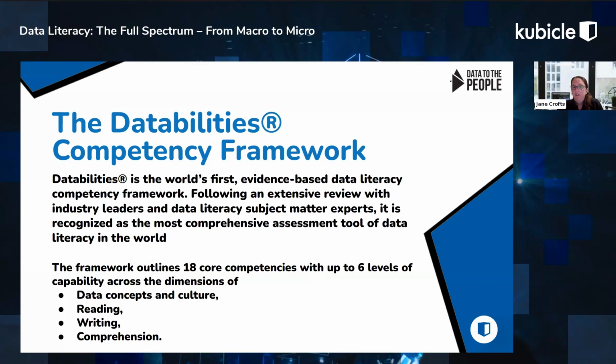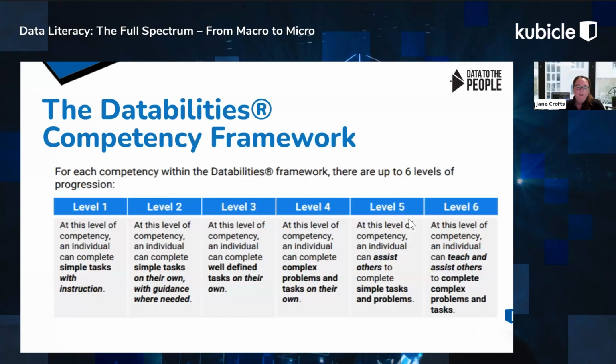The framework covers 4 domains of data concepts: reading, writing, and comprehension, because we believe at its core, data literacy is our ability to read, write, and comprehend data, just as literacy in our native language is our ability to read, write, and comprehend language. In our framework, we have 6 levels of progression. We range from level 1 through to level 6.